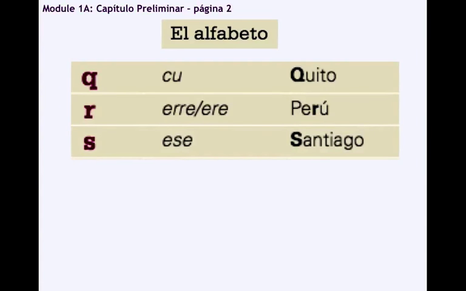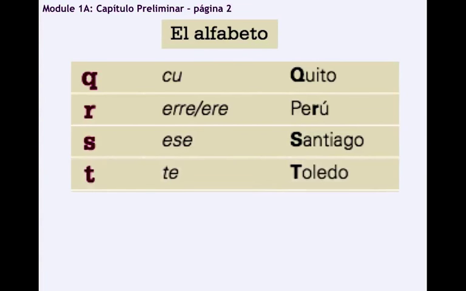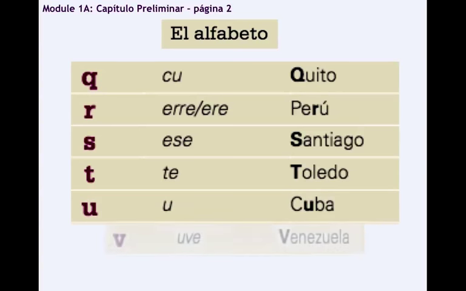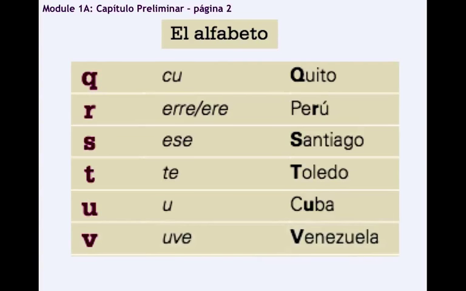Let's continue. S, Santiago, S. T. To say the T correctly in Spanish, put your tongue right behind your upper teeth, almost like a D sound. T. Toledo. T. U, Cuba, U.